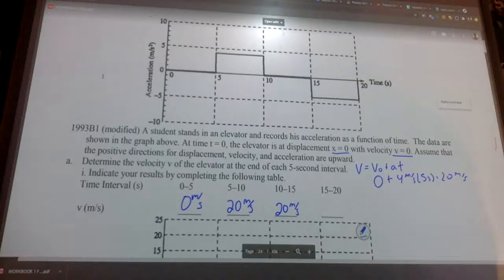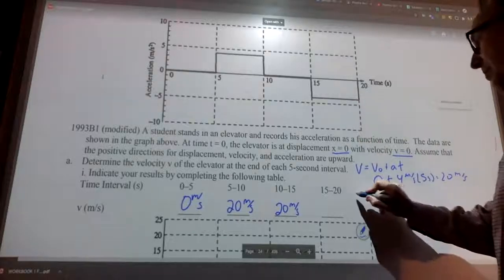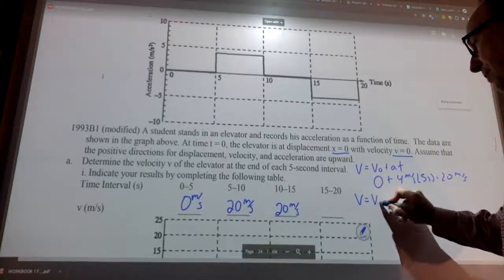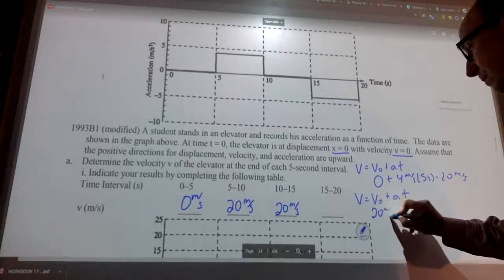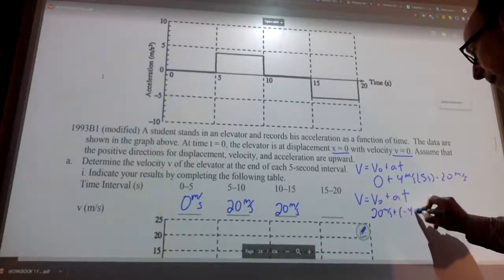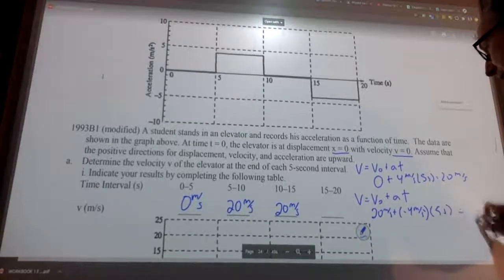And for the final 5 seconds, my acceleration is negative 4. So I'm going to have v equals v naught plus at. I start at 20, I have negative 4, and 5 seconds gives me 0.